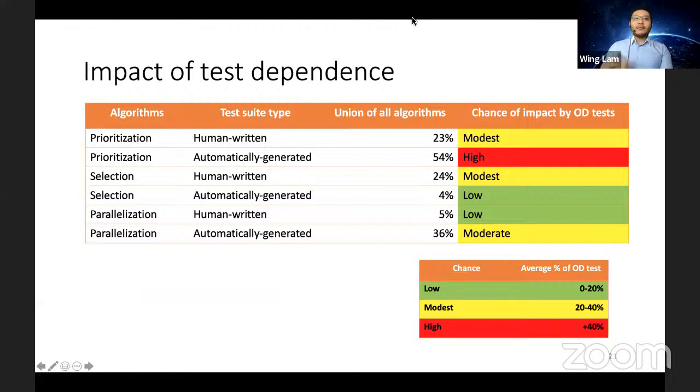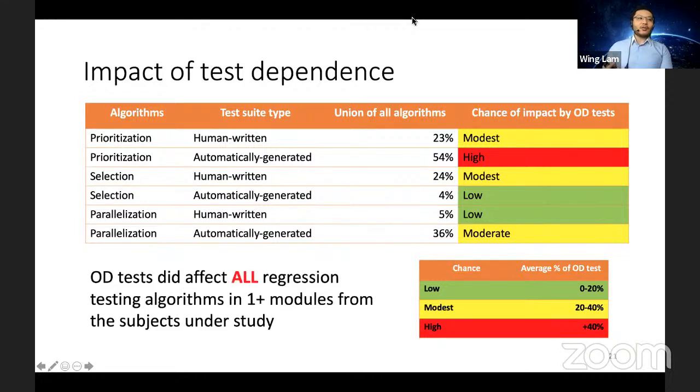Overall, we see that the impact of these order-dependent tests ranges quite a bit, but there are a number of them that do have modest to high impact chances. And the other thing that I would caution you on is that these order-dependent tests did affect all of the regression testing algorithms that we looked at, in at least one of the modules that we studied.